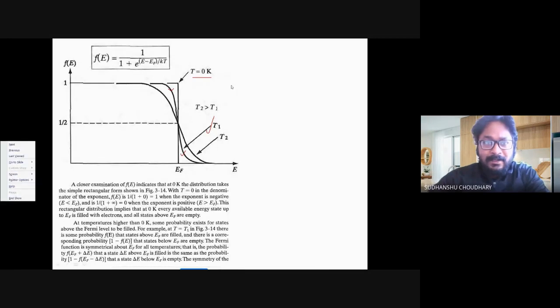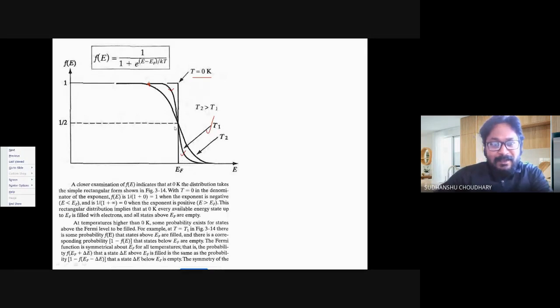So at t greater than 0, if you do the same process, you keep on increasing E, you will now find a curvature in the probability density function for energies below EF, up to this point. And also you will find a curvature in the probability density function for energy above EF. So this means that now you also have some probability of finding an electron above EF.